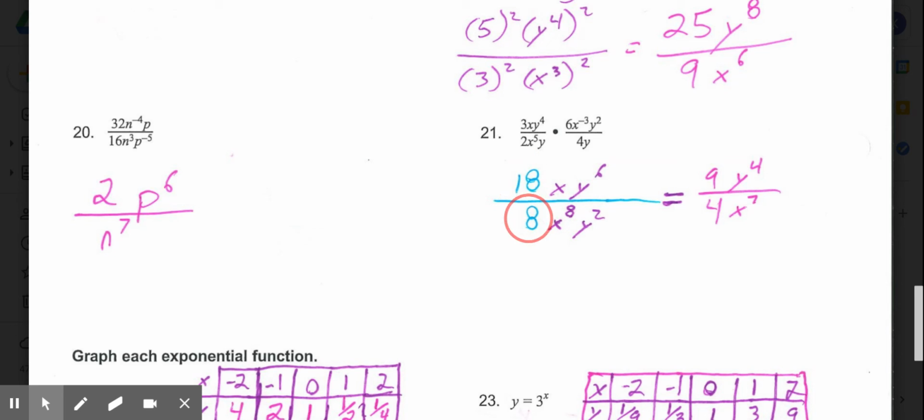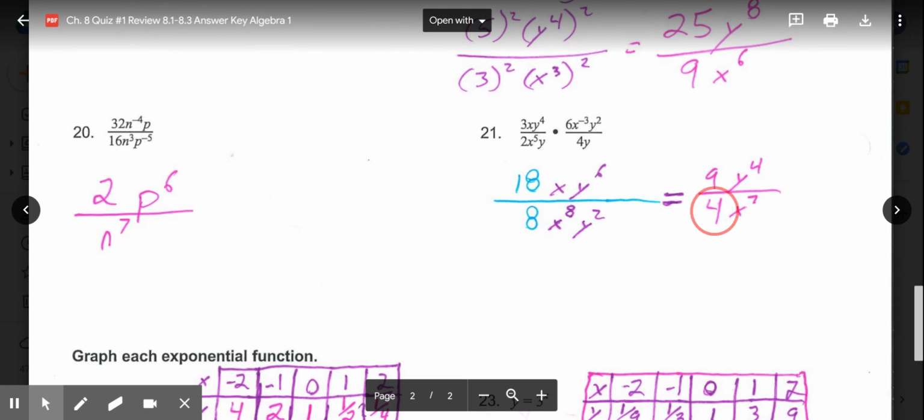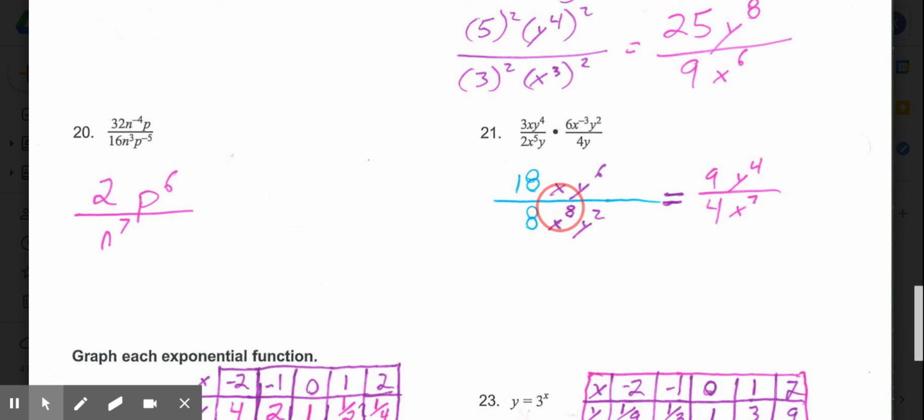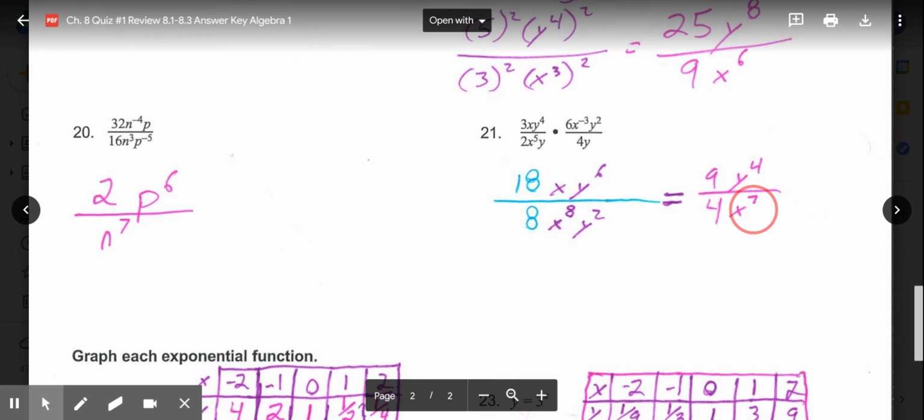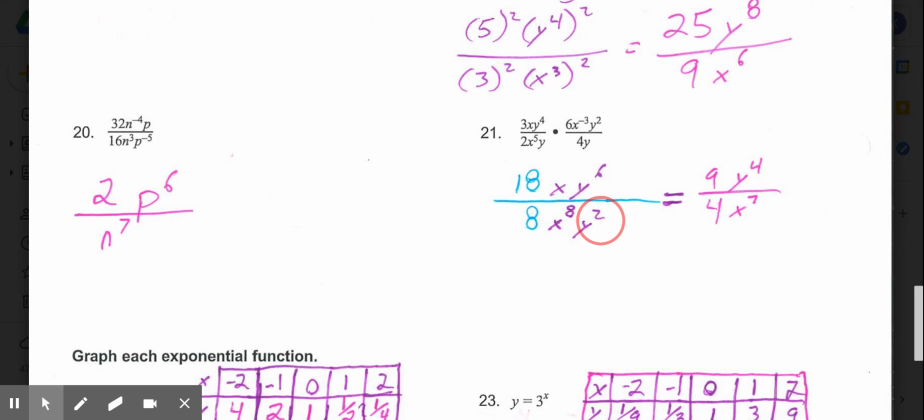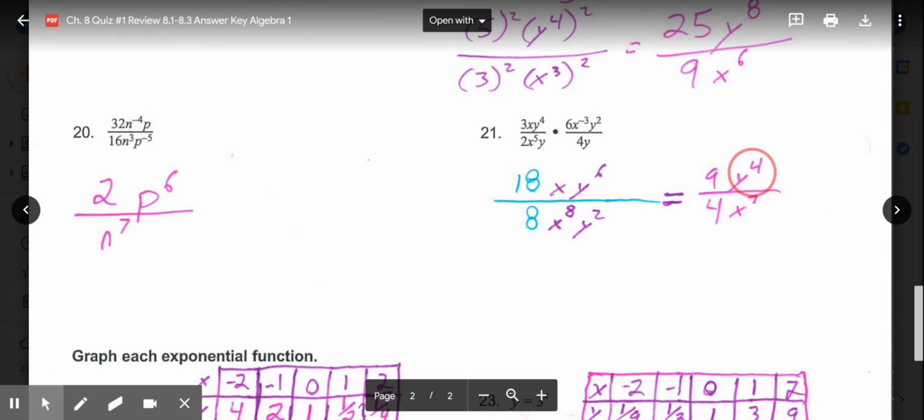So can we simplify the 18 and 8? Both can be divided by 2, giving us 9/4. The x to the first over x to the eighth would leave me with x to the seventh on bottom, and y to the sixth over y squared would leave me with y to the fourth on top. So we'd have 9y to the fourth over 4x to the seventh.